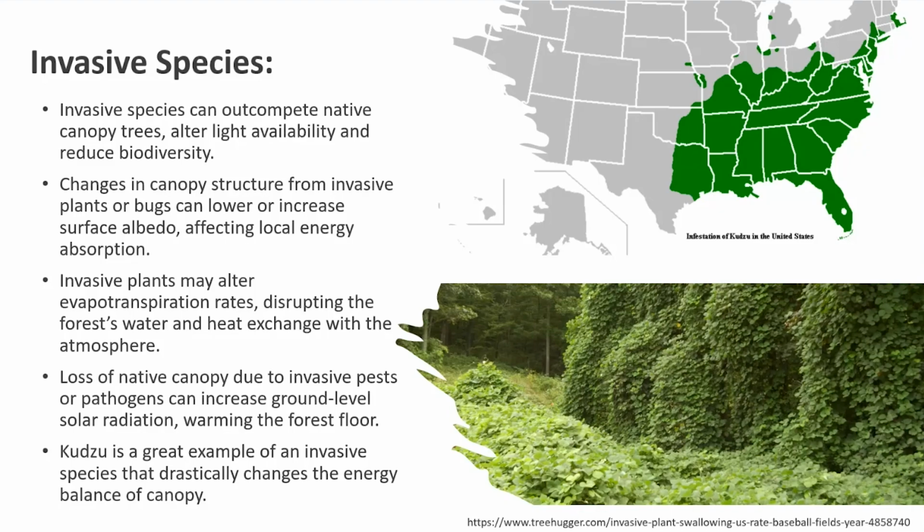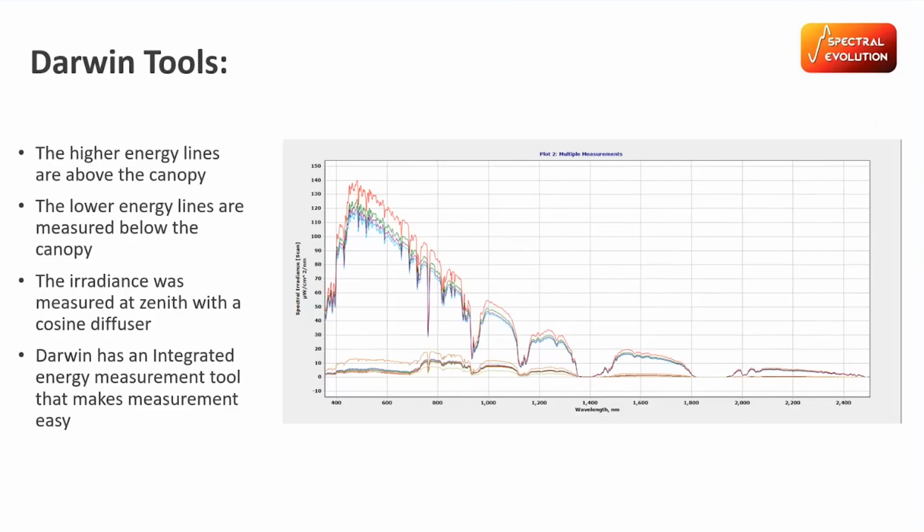So understanding that relationship of different species of plants and how light affects it and how it's spreading is also very important, and something that would be a great use of a spectroradiometer. So here I have collected some data just to show how quickly you can get quality energy data underneath a canopy.